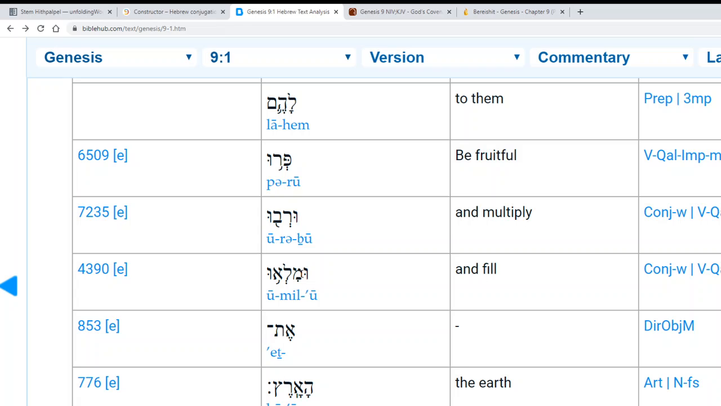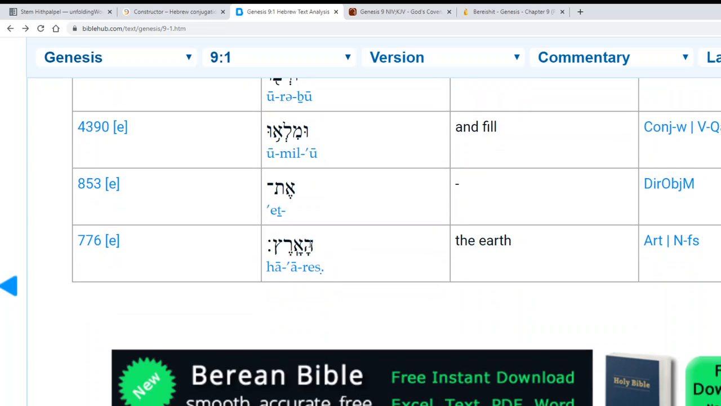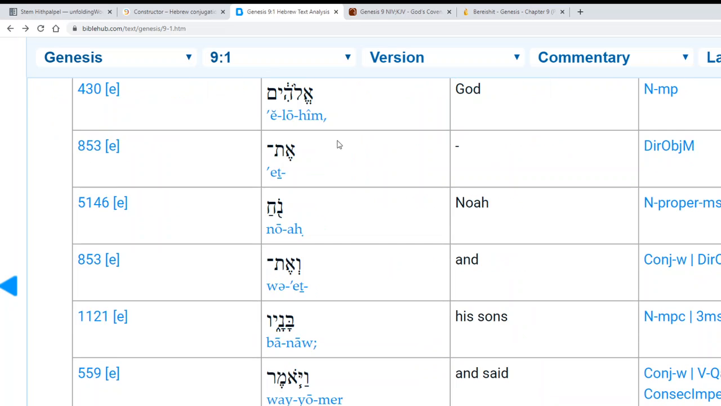U mil'u. So again, verb. We have the conjunctive vav. The root is mem lamed hey, to fill, right? So mil'u. And the vav at the end, again, masculine plural, and fill, right? Et is the direct object marker. Article hey, aretz is the land, right?